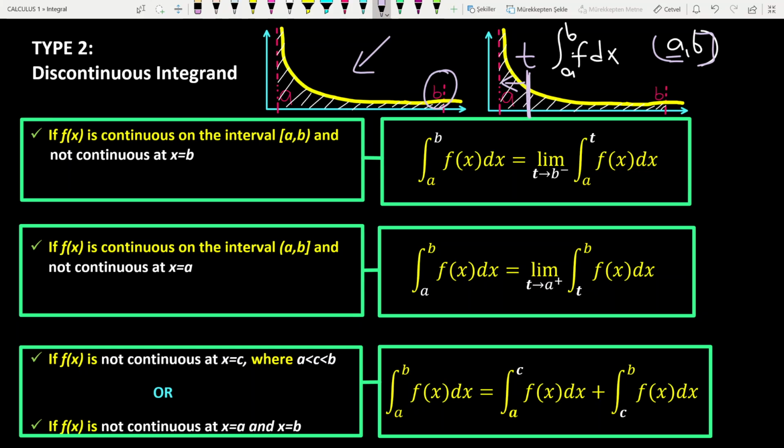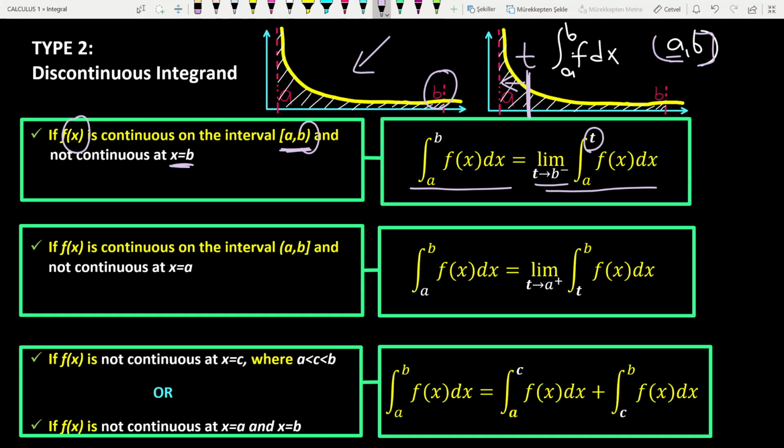Okay, so we have three cases here. If the function f is continuous on the interval, closed interval A, open interval B, and if f is not continuous at the endpoint B, in this case we assign a variable, let's say t, and we approach the number b, where the function is not continuous. So we can write this improper integral as a limit form.